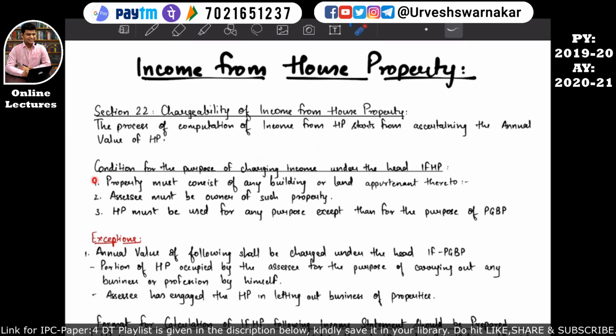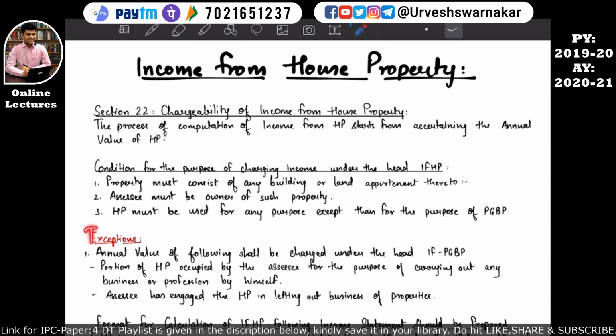Let's understand that. The first condition is that the property must consist of any building or land appurtenant thereto. Basically, this condition helps us to ascertain whether a particular property will be considered as house property or not. Then the second condition says that the assessee must be the owner of such house property. Then the third condition says that the house property must be used for any purpose other than the purpose of business or profession, that is PGBP. I hope this is quite clear.